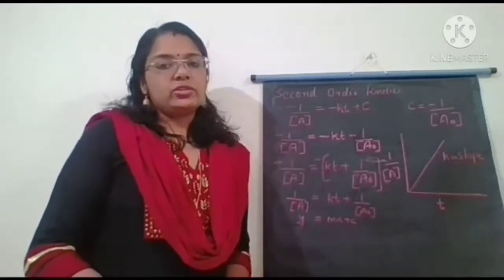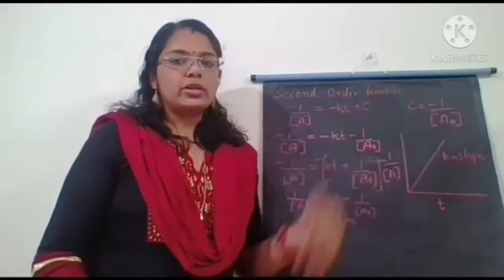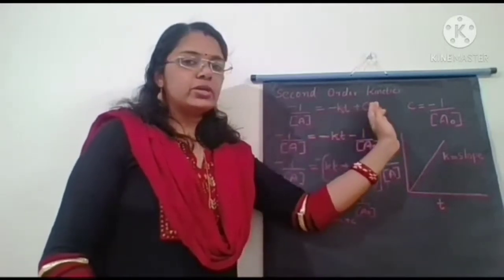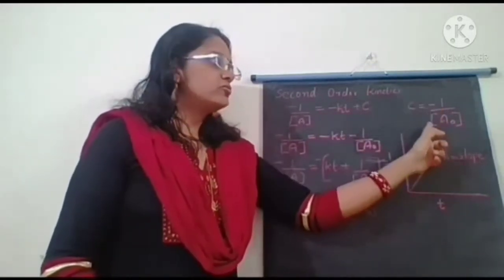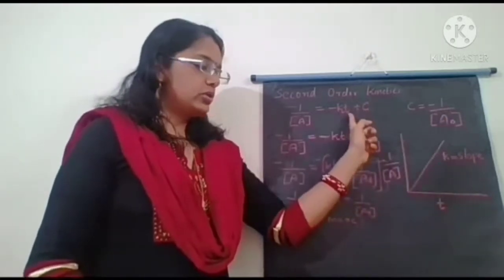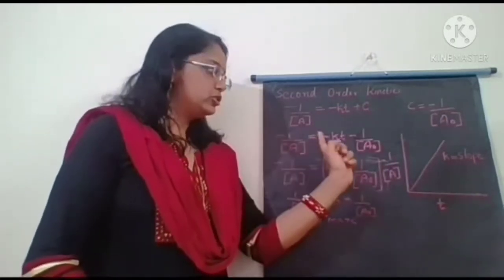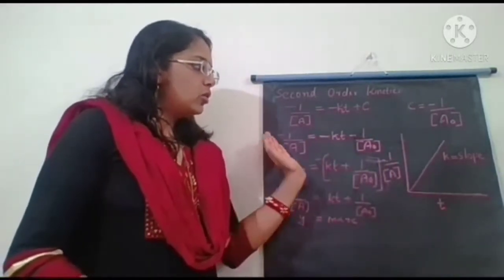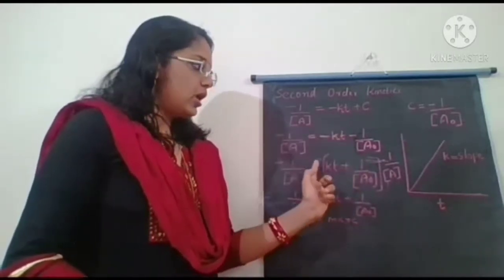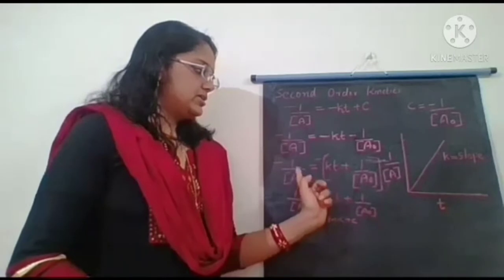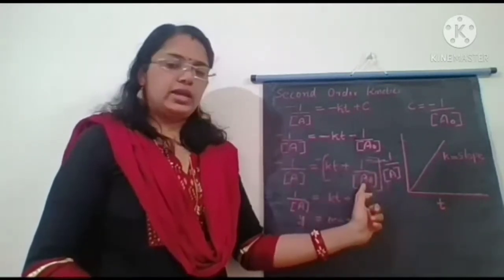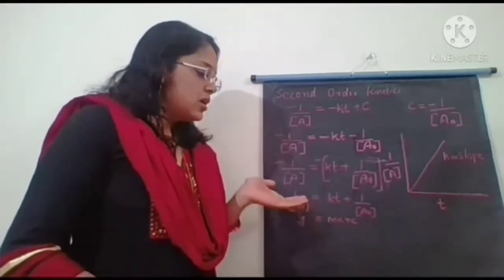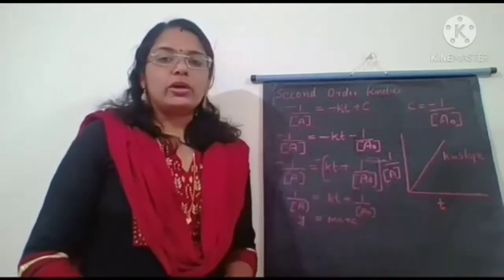So now we have the constant of integration as C is equal to minus 1 by A naught, and we have the relation minus 1 by A is equal to minus Kt plus C. Substituting the value of C in this equation, we get minus 1 by A equal to minus Kt minus 1 by A naught. Here all terms have a negative sign, so we can keep the negative sign outside: minus 1 by A is equal to minus of Kt plus 1 by A naught. The minus signs cancel, and lastly we get the integrated rate equation as 1 by A is equal to Kt plus 1 by A naught.